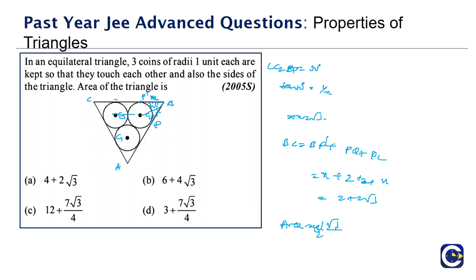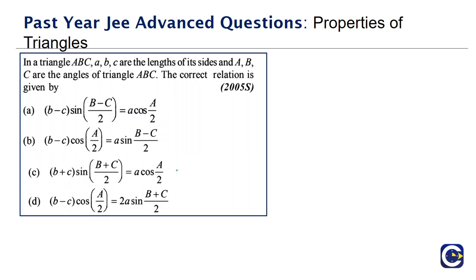You can just find by sides: root 3 by 4 into a square, which will give me root 3 by 4 into (2 plus 2 root 3) whole square, which is nothing but 4 root 3 plus 6. So the answer for this question is option B. Moving on to the next question.